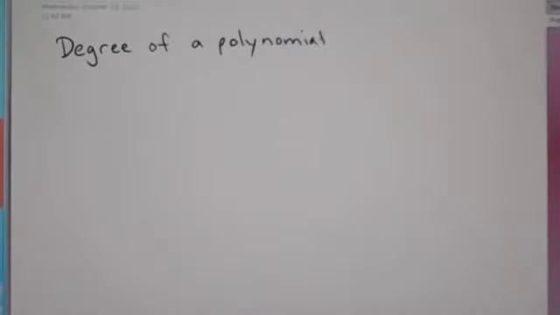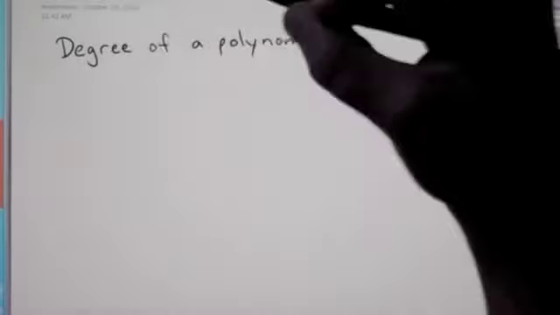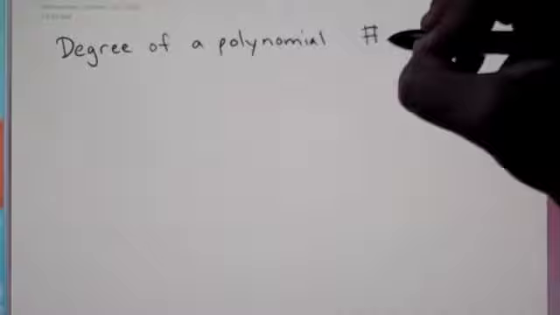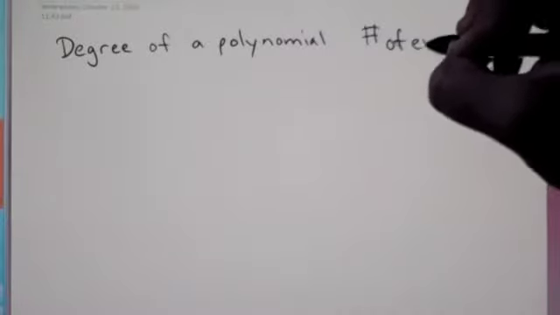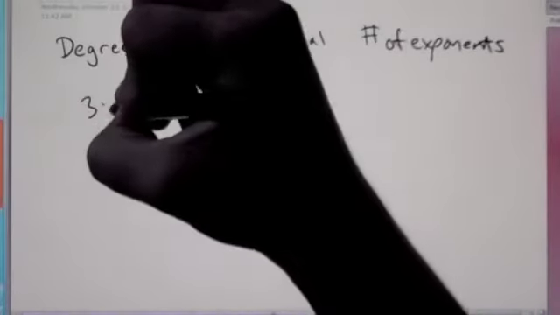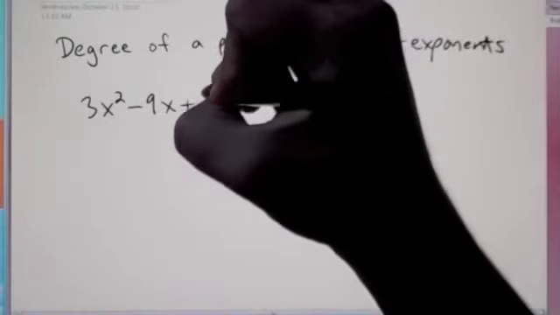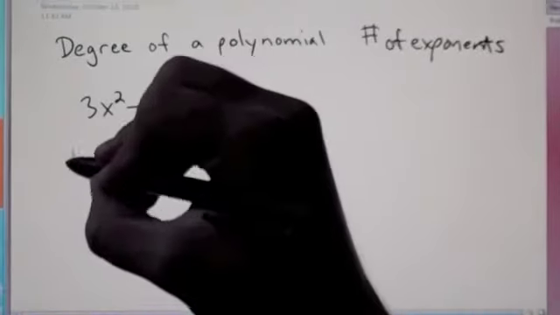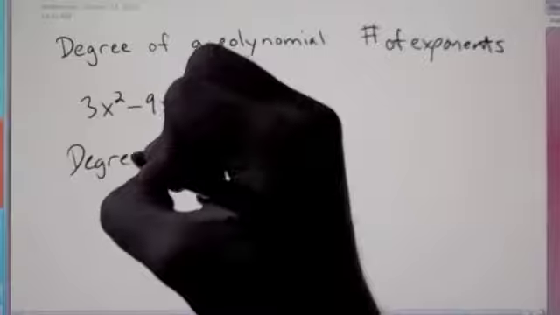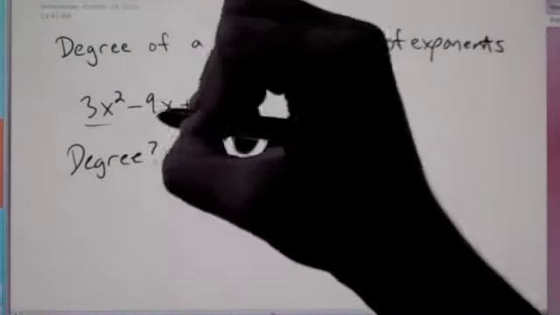A polynomial, the degree, has to do with the number of exponents, okay? Number of exponents. So if I asked you, what's the degree of this polynomial, 3x squared minus 9x plus 11. And I say, what's the degree? Big old question mark. So we have three different terms.